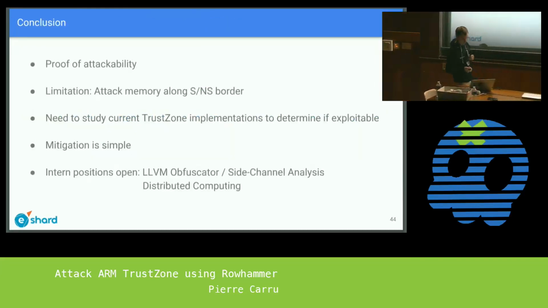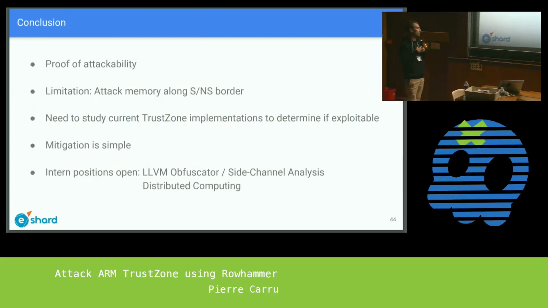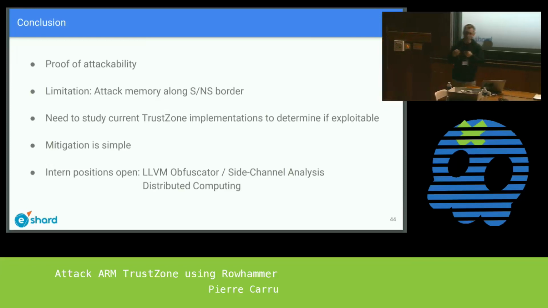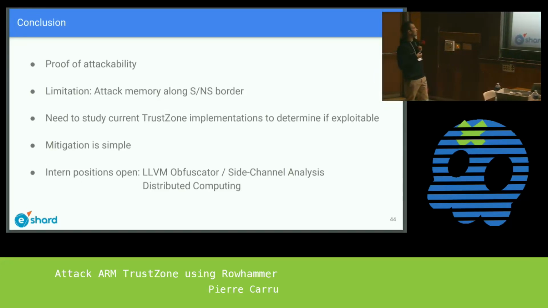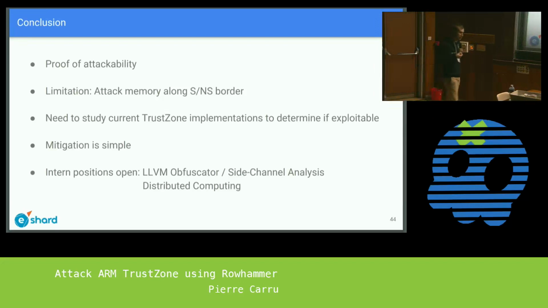The conclusion is that with TrustZone, if you share resources between non-secure and secure, there's probably a way that it can be attacked. So that's a proof that TrustZone is not perfect.